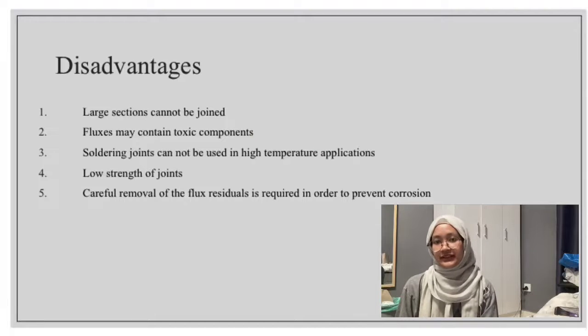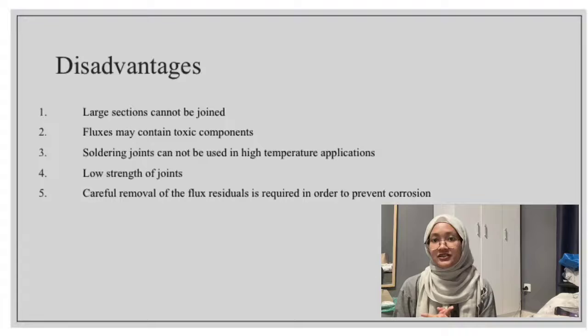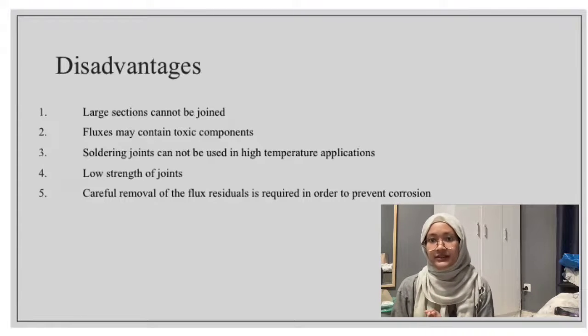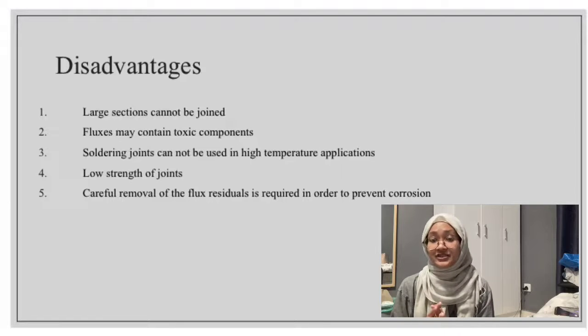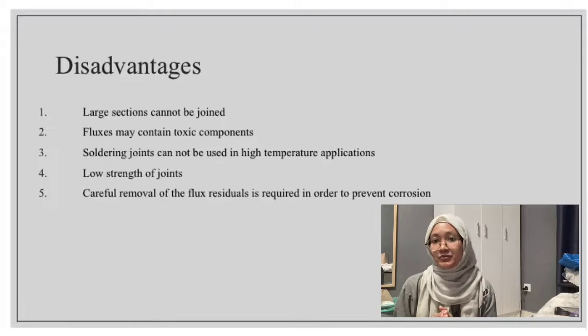Disadvantages of soldering. First, large sections cannot be joined. Second, fluxes may contain toxic components. Third, soldered joints cannot be used in high temperature applications. Fourth, low strength of joints. Fifth, careful removal of the flux residue is required in order to prevent corrosion.